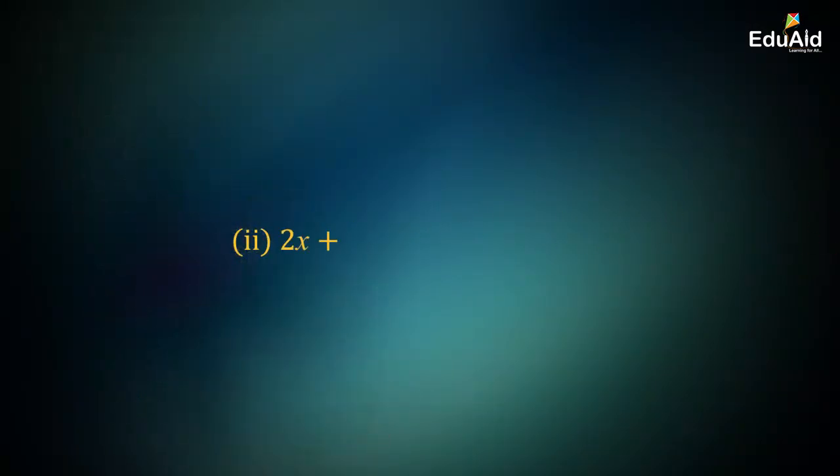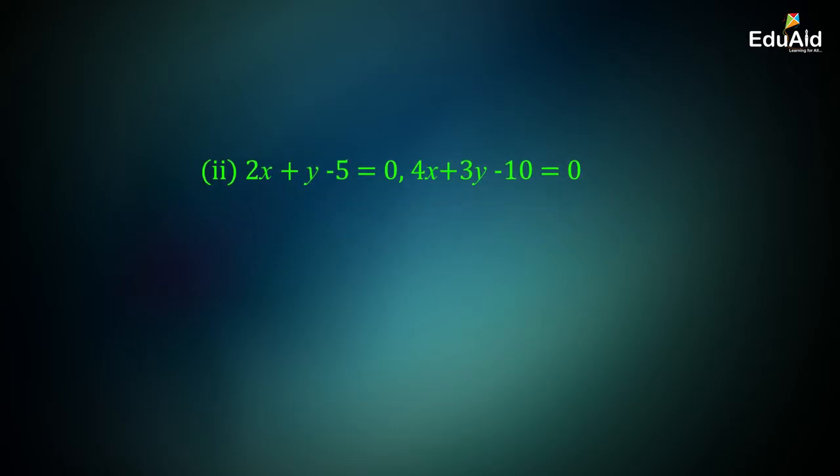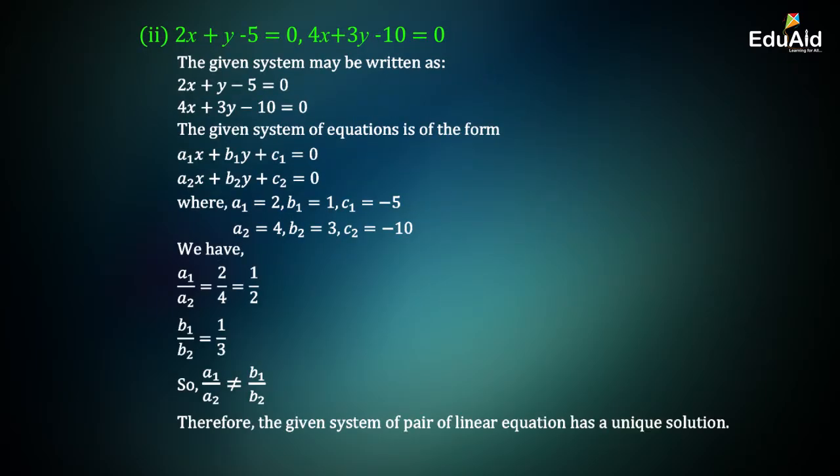Now similarly, next suppose we are given another pair of linear equations, 2x plus y minus 5 equal to 0 and 4x plus 3y minus 9 equal to 0. So now first we compare this pair of linear equations in two variables with the general form of pair of linear equations in two variables. So comparing, we get a1 is equal to 2, b1 is equal to 1 and c1 is equal to minus 5, a2 is equal to 4, b2 is equal to 3 and c2 is equal to minus 10.